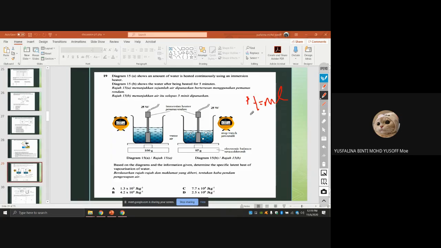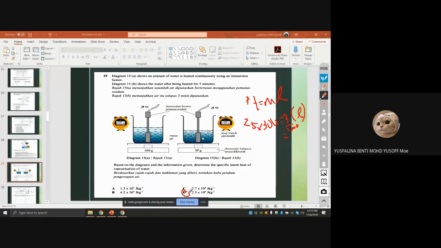So P is 25. t is 5 minutes, right? So change to seconds, 300. The mass is 100 minus 97, 3 gram, right? Only 3 gram changed to vaporization, that changed to water vapor. So we use 3 gram only, and the L you need to find. For this one, need to change to kg first, because the unit is in kg. So 3 divided by 1000. So you got the value of L is 2.5 times 10 to the power of 6.